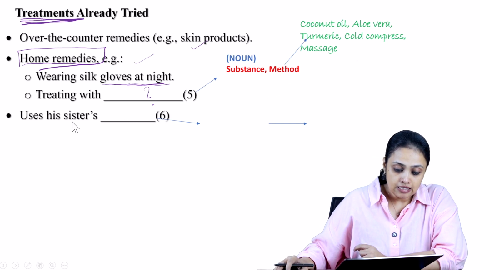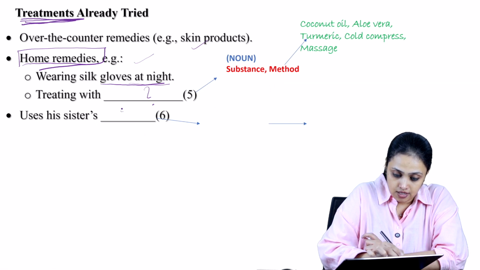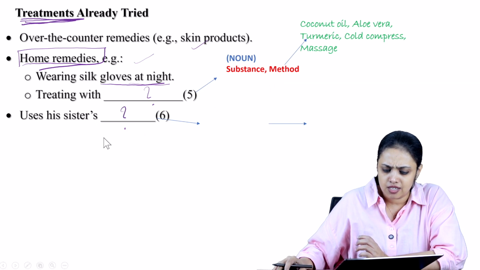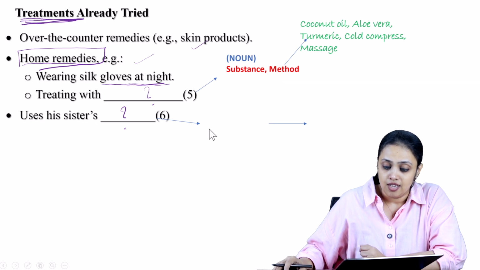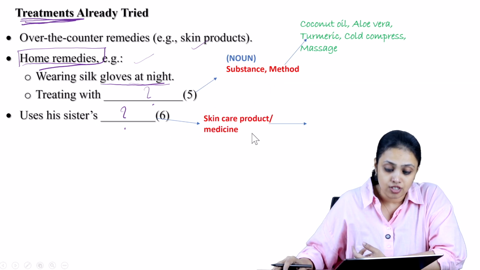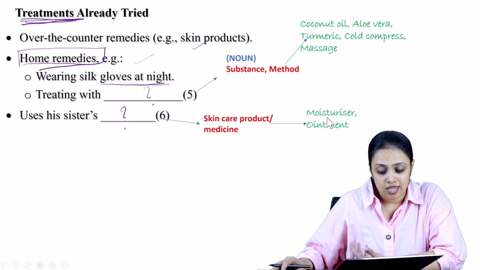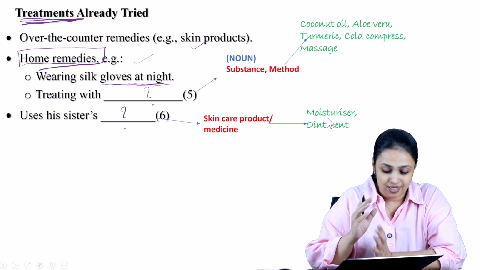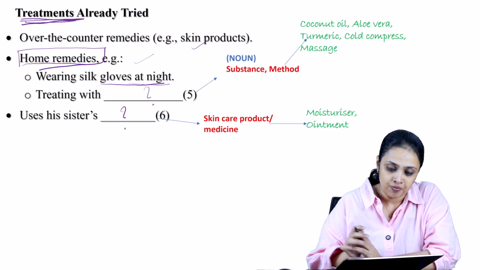Then the sixth question again, uses his sisters. So uses his sisters dash. What does he use for this condition, skin condition? It can be a skincare product or it can be a medicine. We don't know. It can be something like a moisturizer, an ointment. We don't know. Something of that sort. That is what we are expecting from the audio.